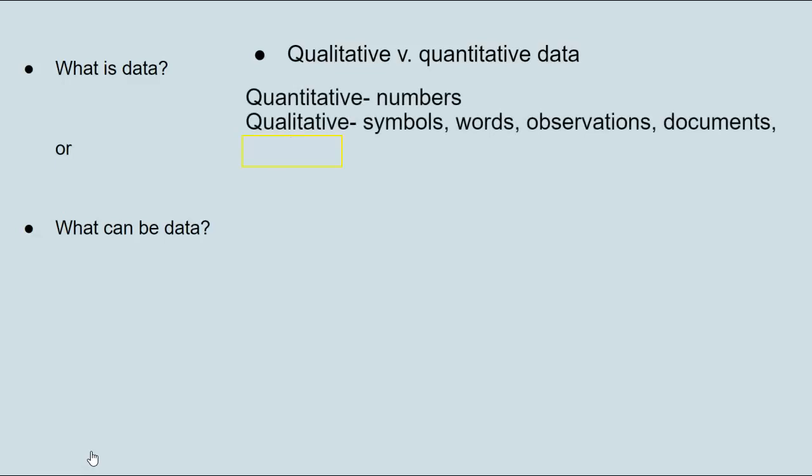So if I were to collect all of the information that you wrote down in that free write, we would probably settle on these words in common. That quantitative data is related to numbers, and that qualitative data is somehow related to words, symbols, observations, documents, numbers, anything that is basically non-numeric.